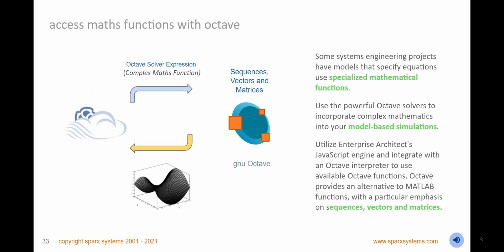Use the powerful Octave solvers to incorporate complex mathematics into your model-based simulations. Utilize Enterprise Architect's JavaScript engine and integrate with an Octave interpreter to use available Octave functions. Octave provides an alternative to MATLAB functions, with a particular emphasis on sequences and matrices. You can use the solver console to create, check and maintain calls used in simulation calls and scripts written using JavaScript.